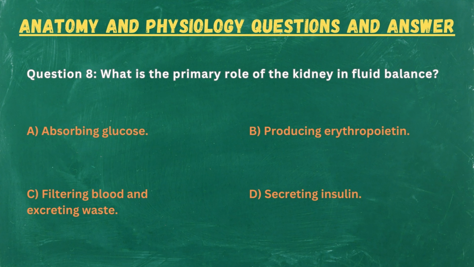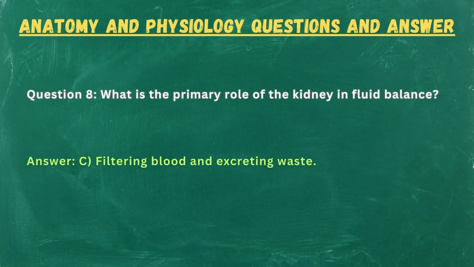Question 8. What is the primary role of the kidney in fluid balance? A. Absorbing glucose. B. Producing erythropoietin. C. Filtering blood and excreting waste. D. Secreting insulin. Answer: C. Filtering blood and excreting waste.